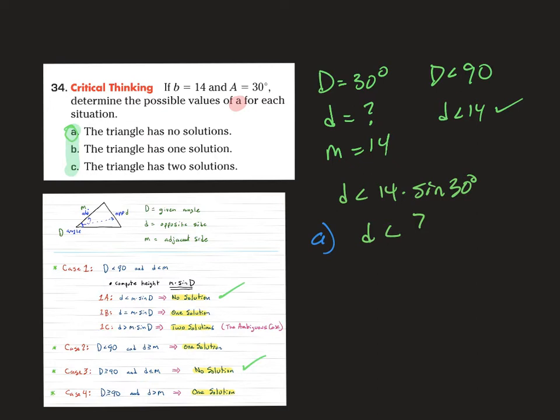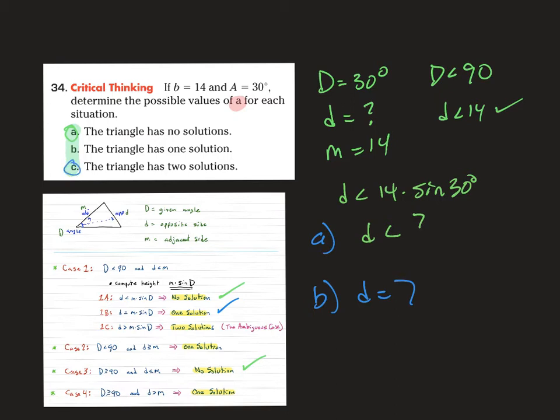Let's see if we can figure out letter B. We know D is less than 90, and we know that D has to be less than M, so less than 14. How are we going to get one solution? Well, I'm going to check out one solution right here, and that means that D has to equal M times sine of D, which is 7. So for letter B, D has to equal 7 so that we get case 1B.